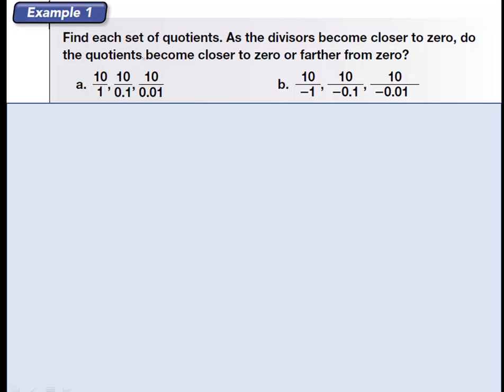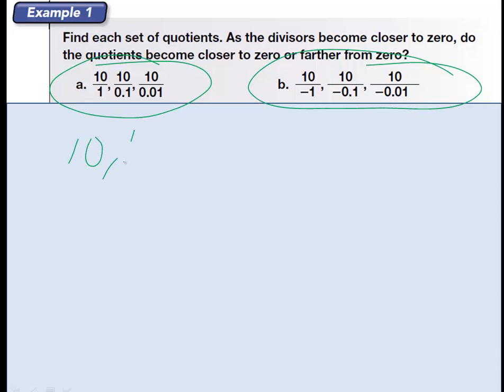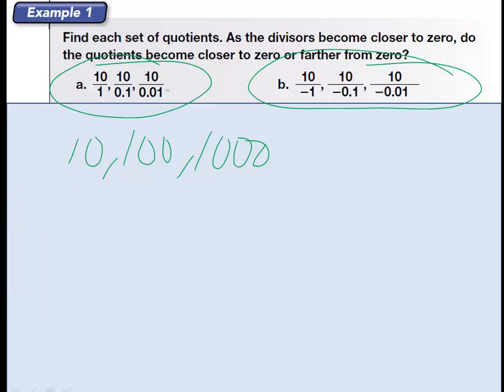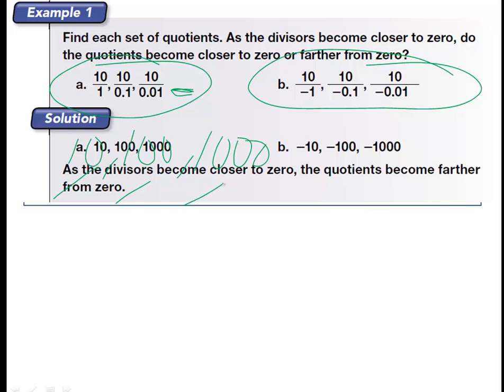So let's just look at this for a minute. In each of these examples here, find each set of the quotients. As we divide, tell me if the quotient gets closer to 0 or further away from 0. So as you do your division, that's 10, that's 100, that's 1,000. As the divisor gets closer to 0, what's happening to our numbers? They're getting farther away from 0. And that's true with both of these.